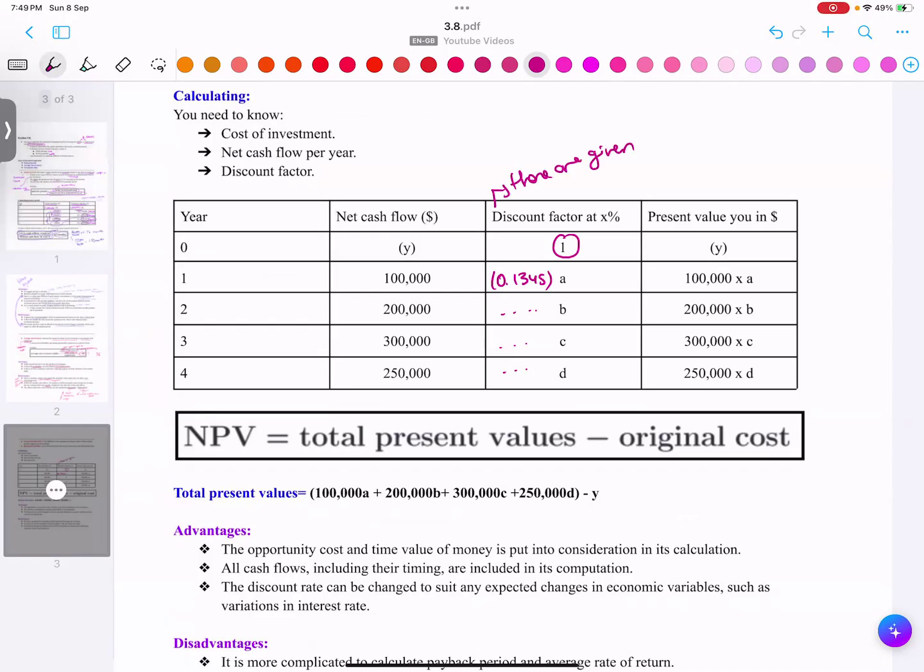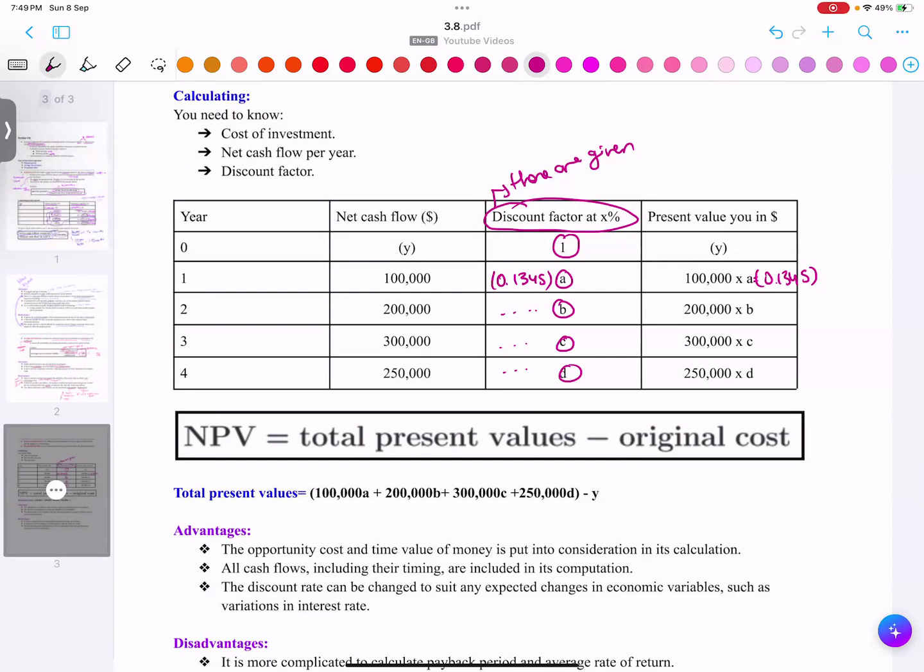What you have to do is multiply the net cash flow by whatever the discount factor is. So in this case, let's say I just wrote A, B, C, D, and 0.1345 is A. So here it's 100,000 times 0.1345. Okay, that's really it. This is all you have to do for all of them.